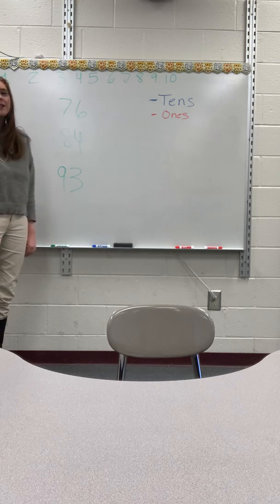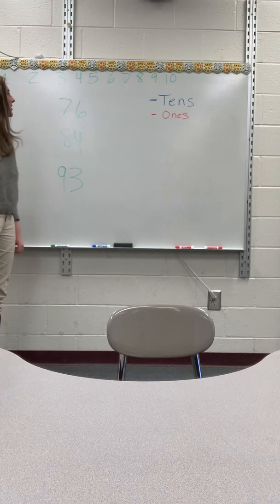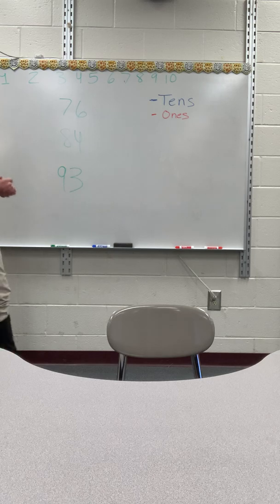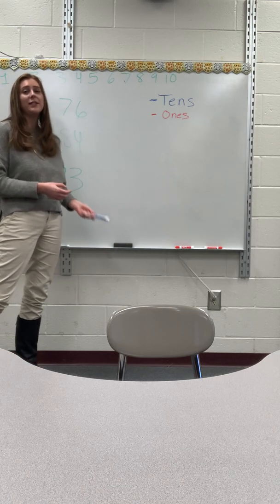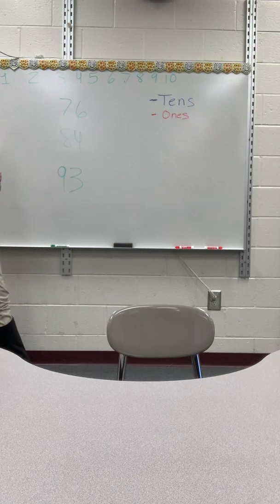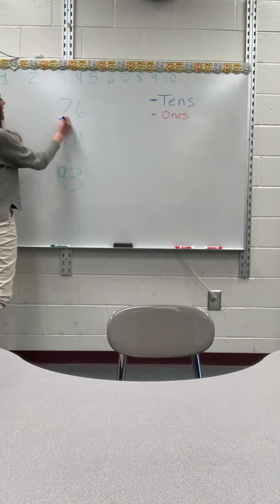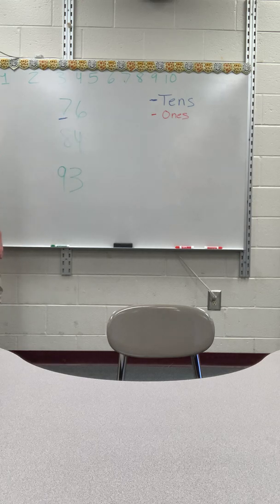So if I was to say the number 76, which number is in the tens place? Is it the 7 or is it the 6? If we say the word 76, the number in the tens place is the 7, because if that 6 was in there, it would be 70.